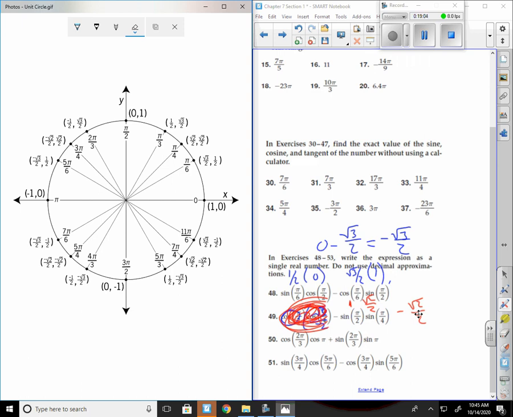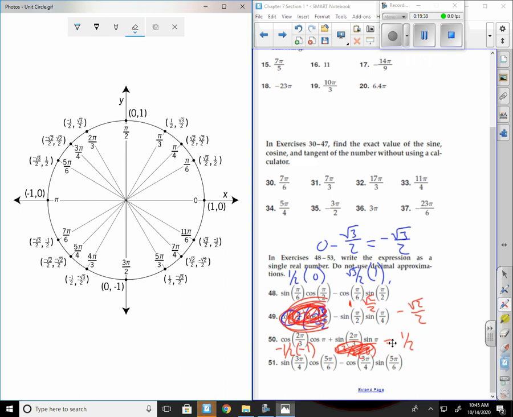Cosine of 2 pi over 3 is negative 1/2. Cosine of pi is negative 1. Sine of 2 pi over 3 is root 3 over 2. Sine of pi is 0. This whole thing cancels out. Negative 1/2 times negative 1 gives me positive 1/2.